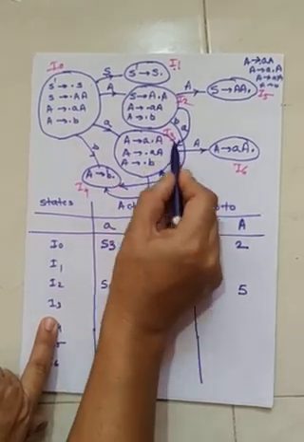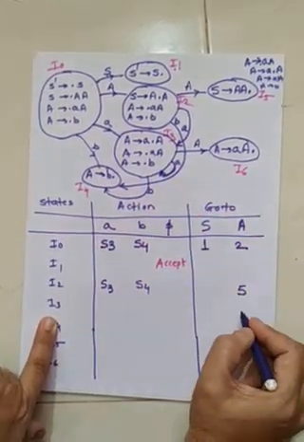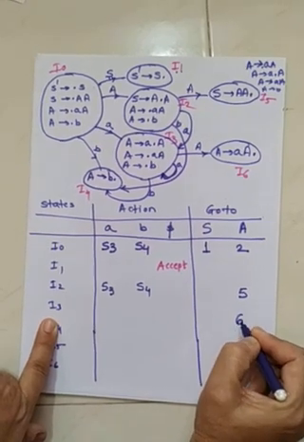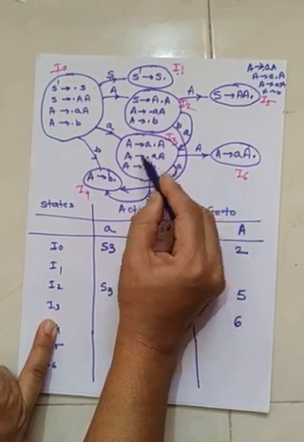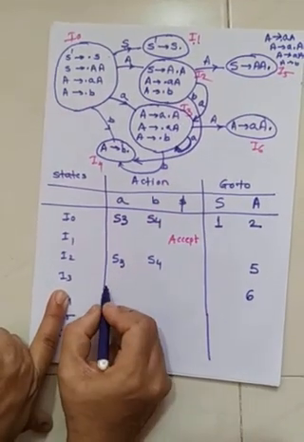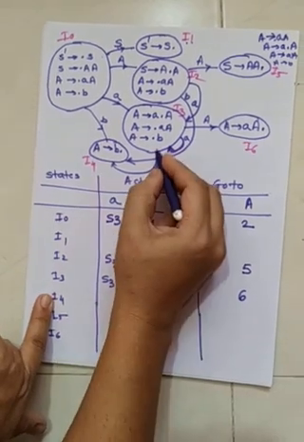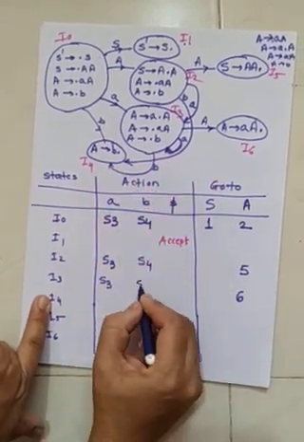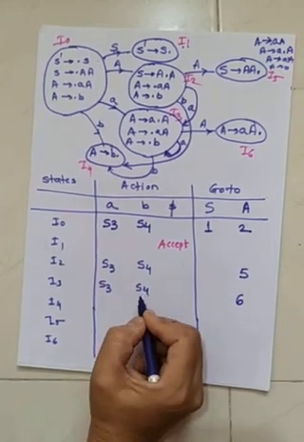Next, I3 state. Capital A is going to I6, so capital A is going to state 6. So just write the number 6 here. Small a is reaching the I3 state itself. So for I3, S3 will be there, and B is going again to state 4, that is shift and go to state 4.